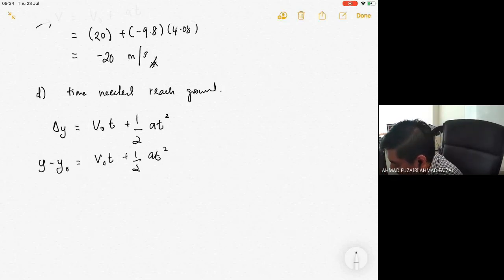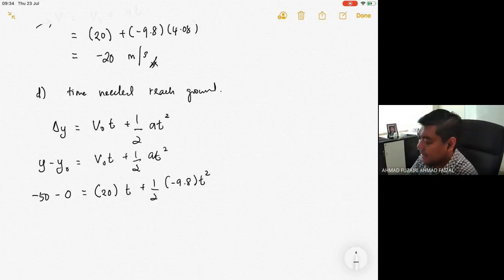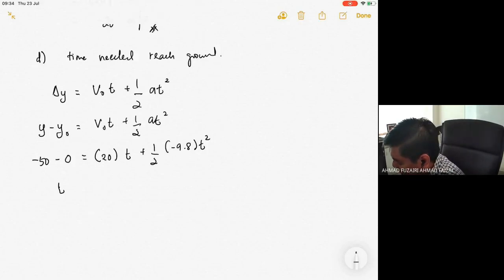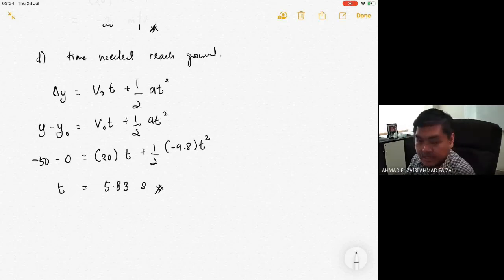So y ialah apa? y ialah negatif 50 tolak dengan kosong sama dengan v naught ialah 20 kali dengan t plus dengan half negatif 9.8 t square. Okay, dapatkan nilai t. So ada dua nilai t nanti sebab dia ialah kuadratik ya. So nilai t yang positif kita ambil, 5.83 second. Selesai untuk jawapan soalan D.